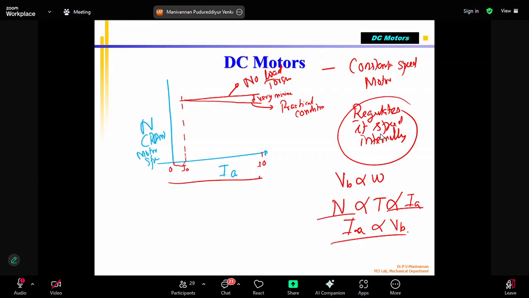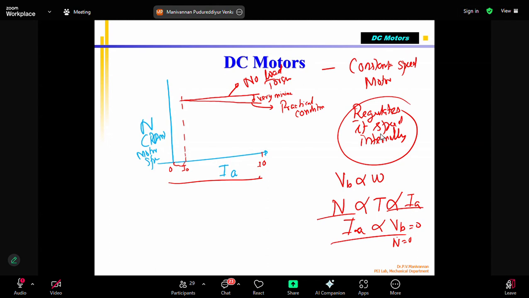When the motor is not running, when N equals 0, VB equals 0. Once the motor starts running, if your speed is increasing, because you are increasing IA as you ask, automatically VB also starts increasing together. So the net voltage applied to the armature always remains almost constant.